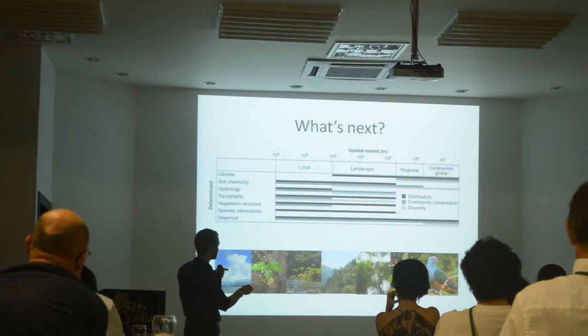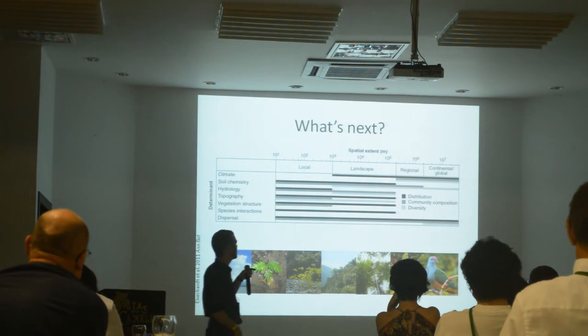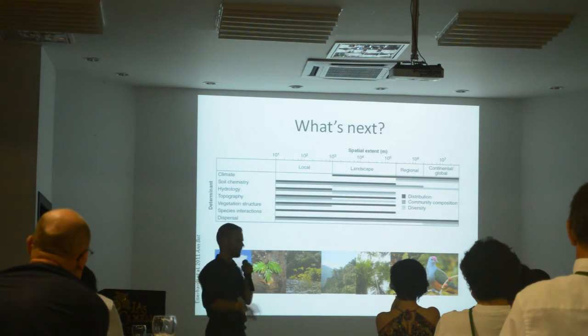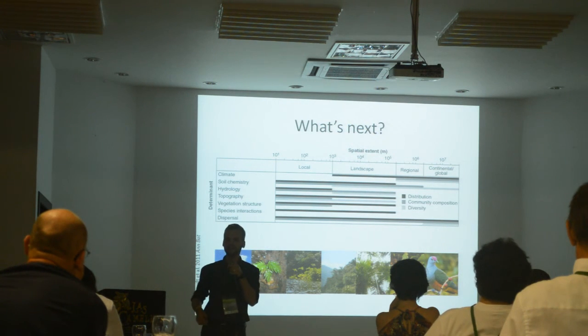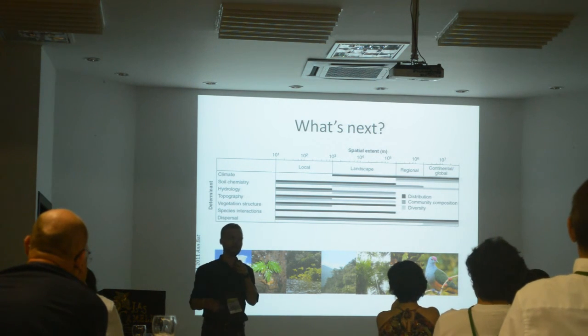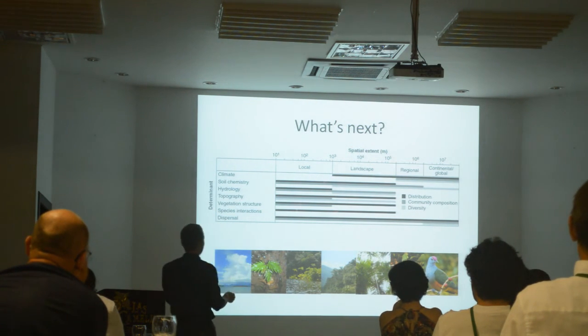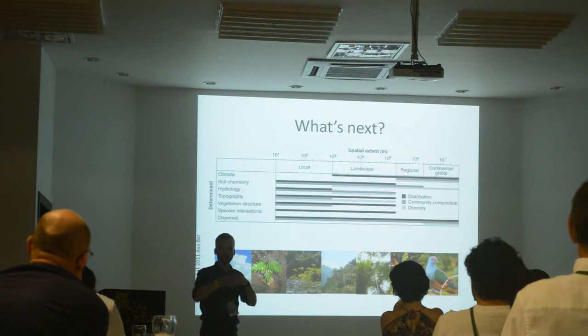You also notice that this is only about distribution, community composition, and diversity. The whole phylogenetic and functional thing is basically missing, which is because at the time when we did this, there was nothing. We have added a little bit now. Other things are in the pipeline. It's actually really exciting to see how much is in the pipeline. And that's definitely something where we need to expand and try to fill the holes.